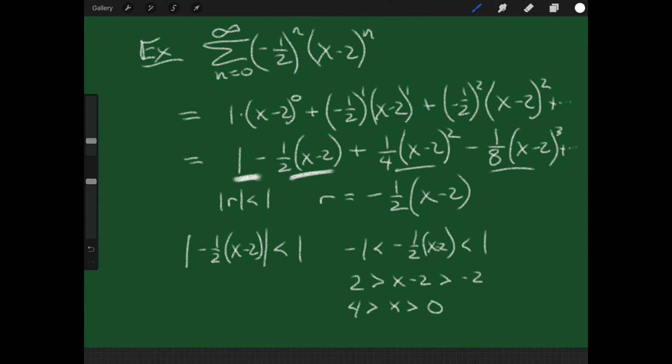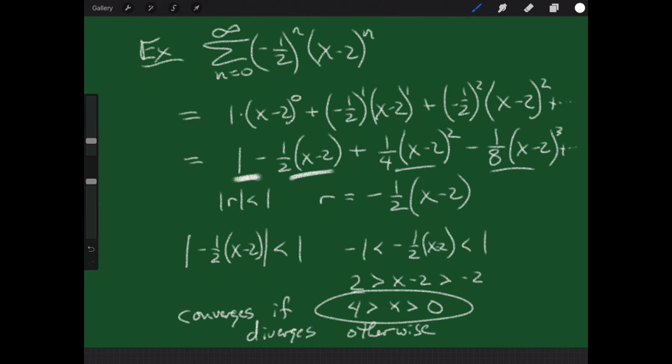So that means that this thing will converge if 4 is greater than x is greater than 0, and it will diverge otherwise.